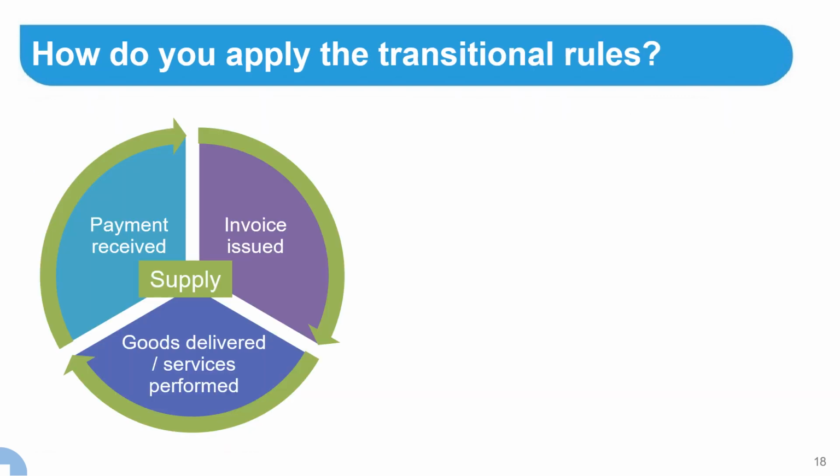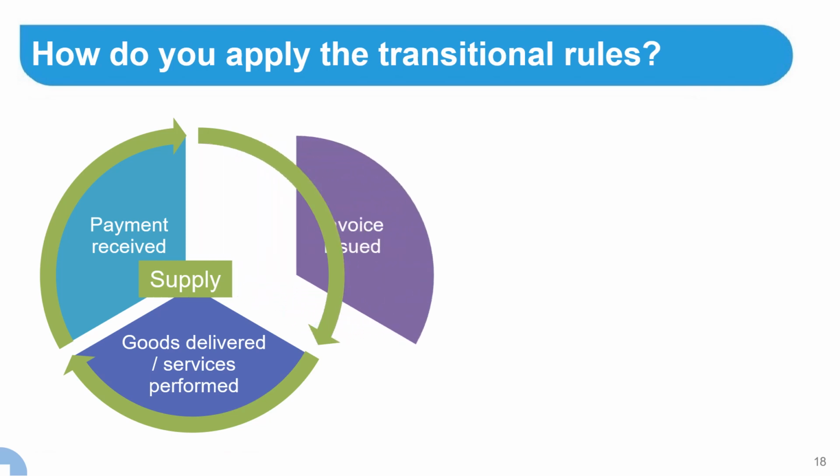The next part of the presentation covers an in-depth application of the transitional rules. As mentioned earlier, transitional rules apply if supplies span the GST rate change date. A supply is considered to span the GST rate change date when one or two of these three events take place wholly or partially on or after 1st January 2024: the issuance of invoice, receipt of payment, delivery of goods or performance of services.